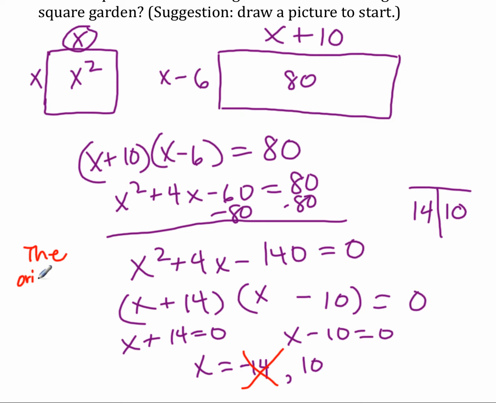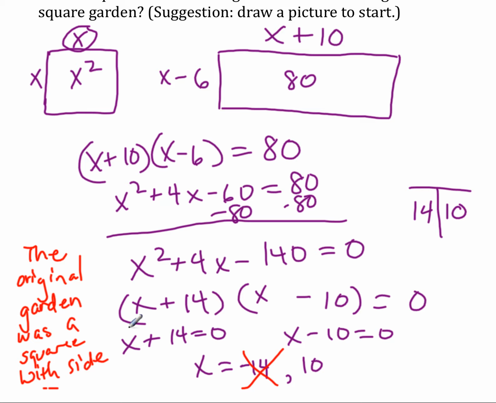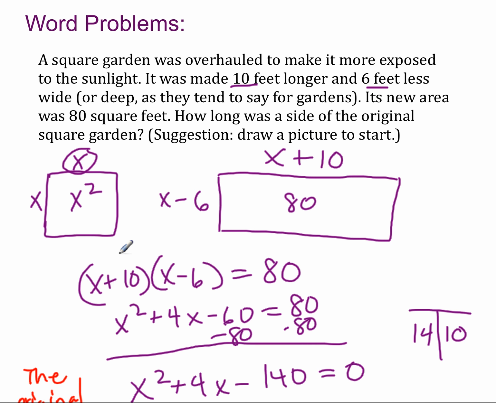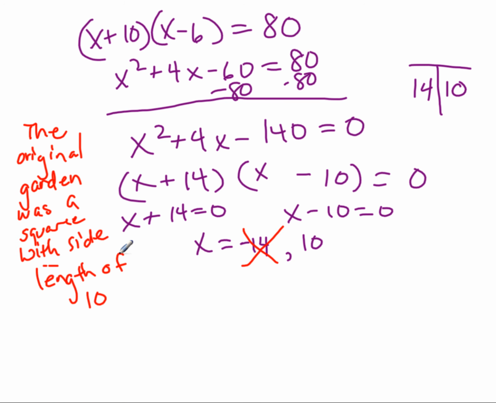the original garden was a square with side length, and you could probably find a faster way to say this. I'm going very long. Side length of 10, and what is it? 10 what? Feet. Now I've completely solved this problem.